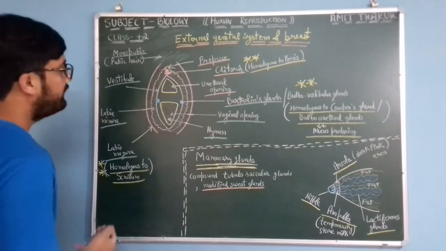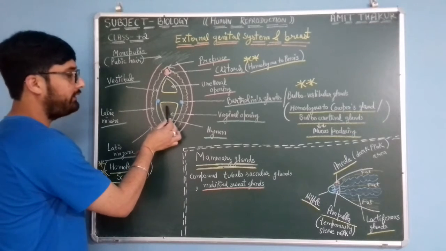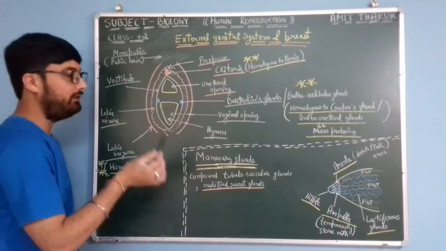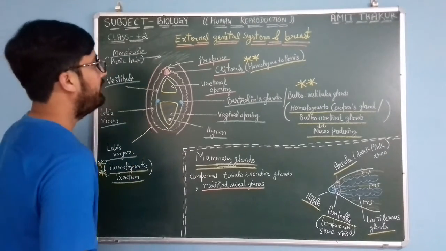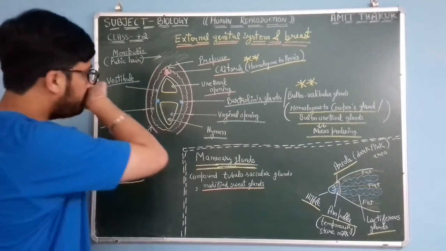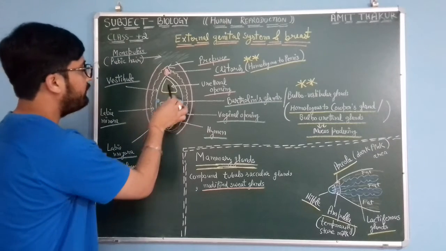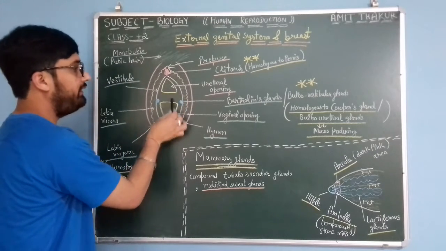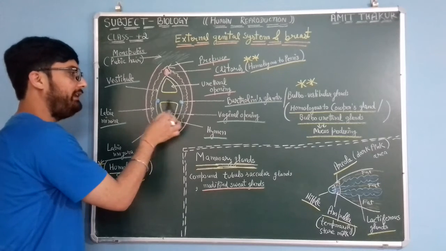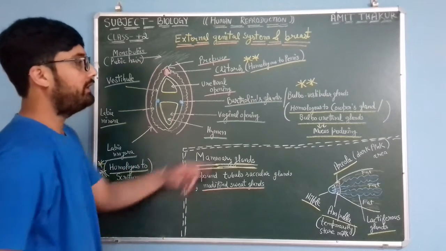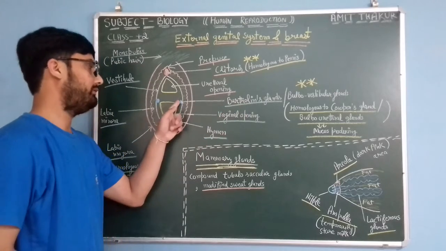This vaginal opening is covered by a thin layer known as the hymen in the case of a virgin female, and inside this vestibule, in between these two openings, a gland is present. This gland is known as Bartholin's gland. Very important.